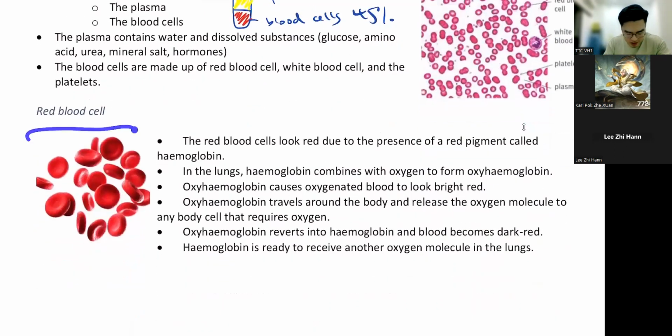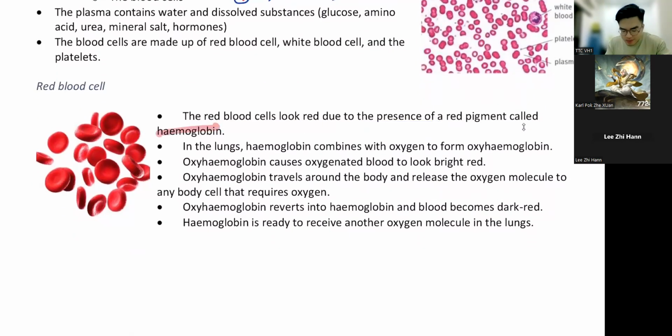So, red blood cell here. By the way, your red blood cell looks like this. Can you see the groove in the middle? There's a dimple in the middle. The red blood cells look red due to the presence of a red pigment called hemoglobin. Have you guys learned this?